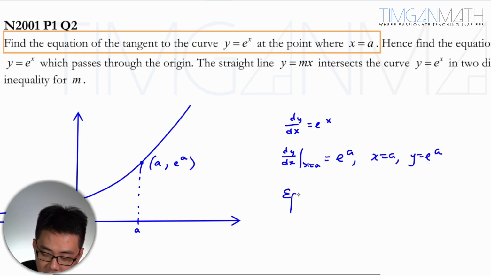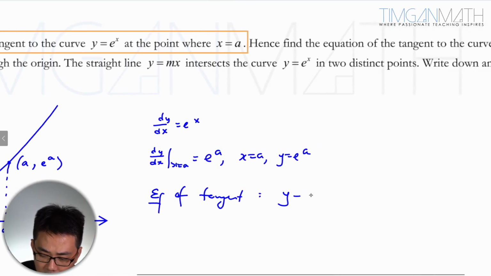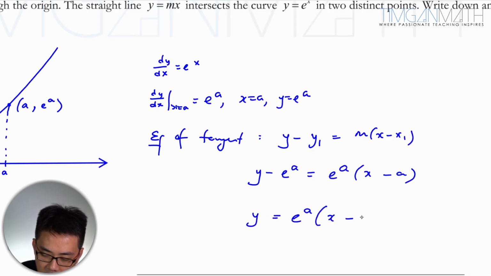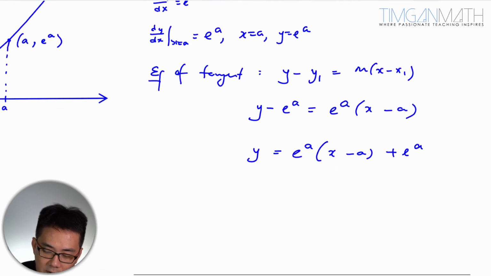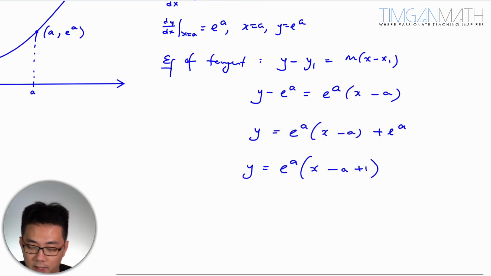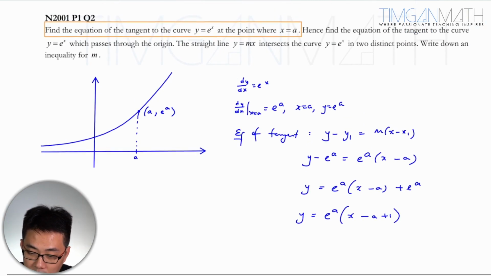So the equation of tangent. I think for the first one you shouldn't miss any mark here. If you really can't do this properly, please revise. This is just y minus y1 equals m(x minus x1), the equation of tangent. So y minus e^a equals e^a(x minus a). So this will just be y equals e^a(x minus a) plus e^a. You can just leave it as y equals e^a(x minus a plus 1) if you want to, or you can express the expanded form, which is also fine. Okay, equation of tangent, the first part.